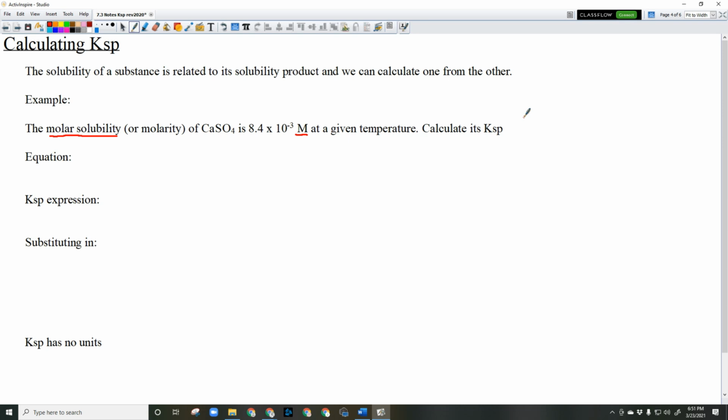Calculate its Ksp. All right, so we're going to start with an equation. So we have CaSO4, okay, and that's going to give us Ca plus 2, because it's a calcium ion, plus SO4, and SO4 is negative 2. So the Ksp expression for this is going to be the concentration of the calcium times the concentration of the SO4. And so we don't have any coefficients here because it's a 1-to-1, so we don't have any powers here. This CaSO4 is a 1-to-1 relationship.